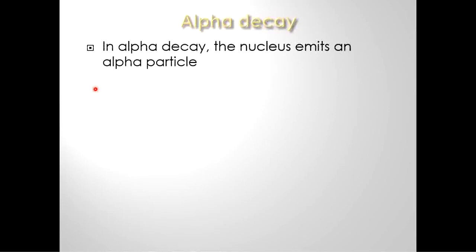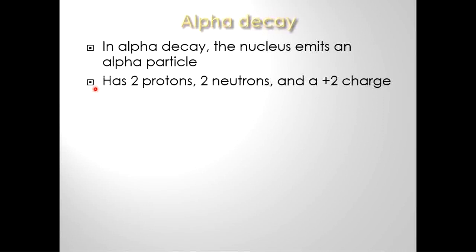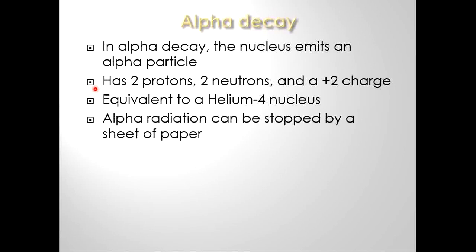Now there are three types of decays that a radioisotope can go through. The first one we're going to talk about is alpha decay. In alpha decay, the nucleus emits, or it gets rid of, an alpha particle. An alpha particle has 2 protons, 2 neutrons, and a +2 charge. It is equivalent to a helium-4 nucleus, and therefore the alpha particle is actually represented by helium-4.